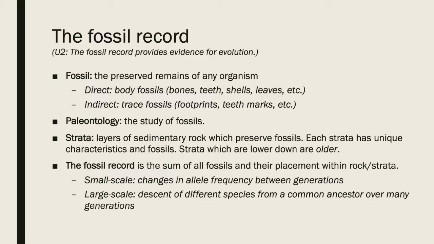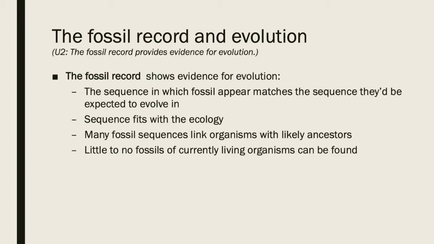This is very important when we're trying to figure out the age of certain organisms and look at the progress of evolution over time. So the fossil record is the sum of all fossils and their placement within strata, within rock. The fossil record shows evidence for evolution in many ways. There are four primary pieces of evidence which the fossil record provides for evolution. The first is that the sequence in which fossils appear within the fossil record matches that in which they would be expected to evolve. Let's make this a little bit clearer.